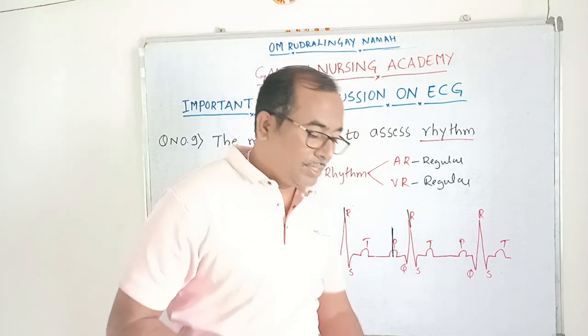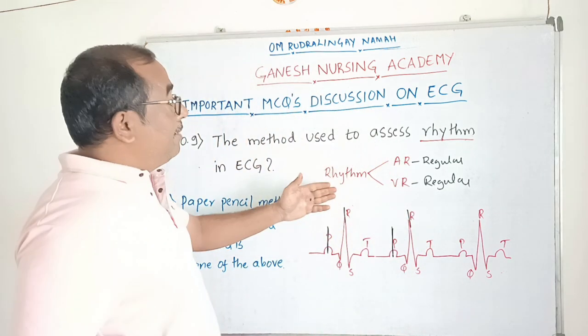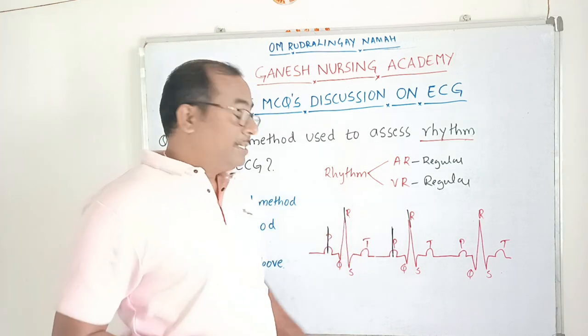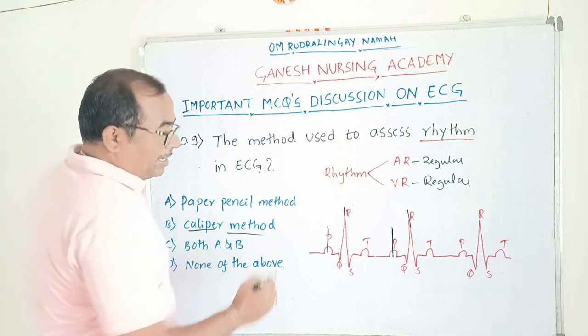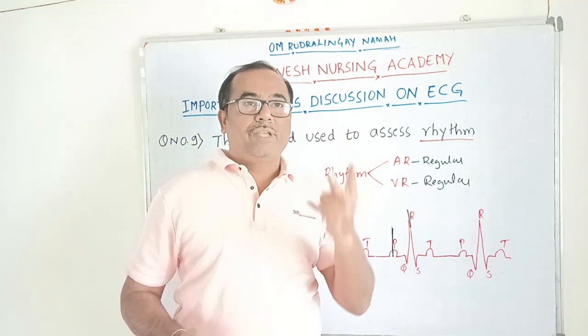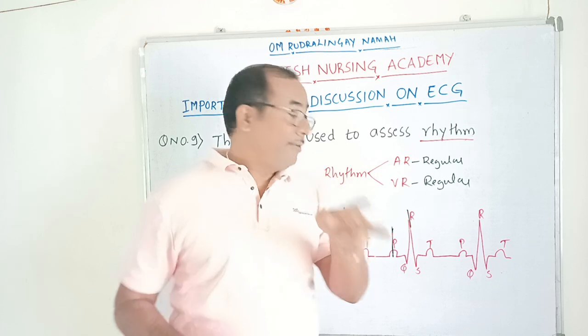So this is the way we are going to assess the rhythm of an ECG by using the paper and pencil method. Okay, and one more method is the caliper method. What is this caliper method? Caliper method means in your compass box we have one caliper.